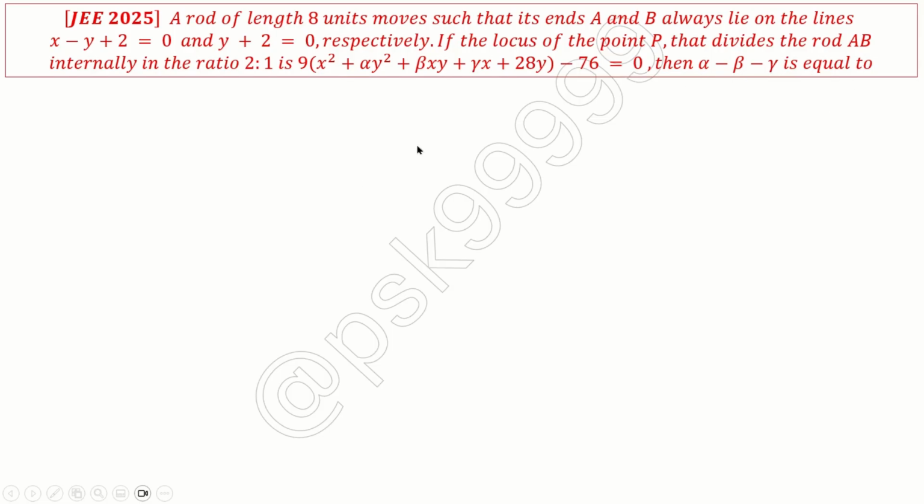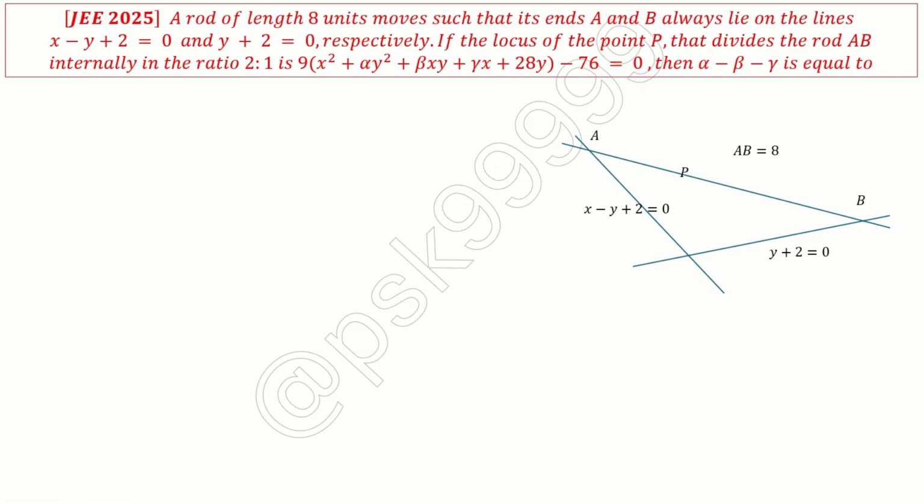Okay. So the thing is, you need to find the locus of the point which divides the rod internally in 2:1 ratio. And that rod lies on these two lines. So first let's just draw a simple diagram. These are the two lines: x minus y plus 2 equal to 0, and this is y plus 2 equal to 0, and this is the rod AB. I am interested in the A and B coordinates as well as P. P is the locus. Finally, I need to find the locus of P and then compare with this.